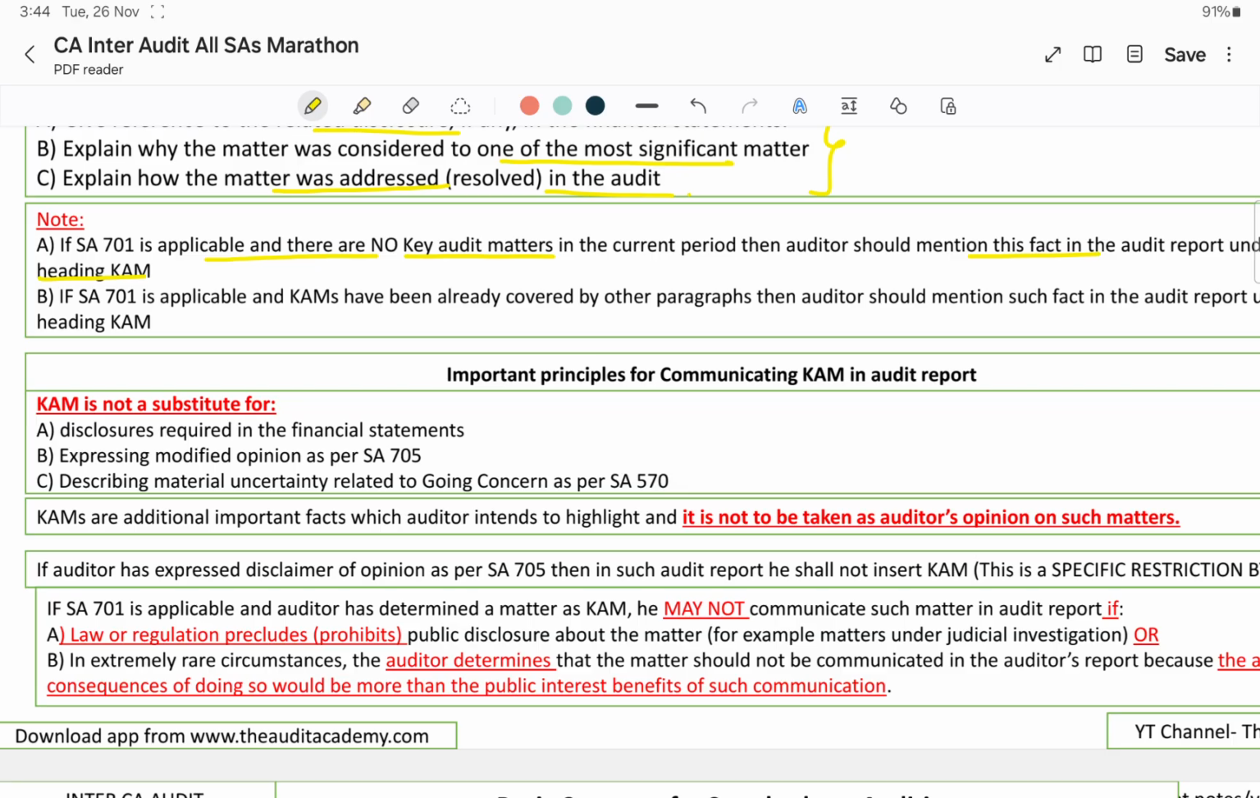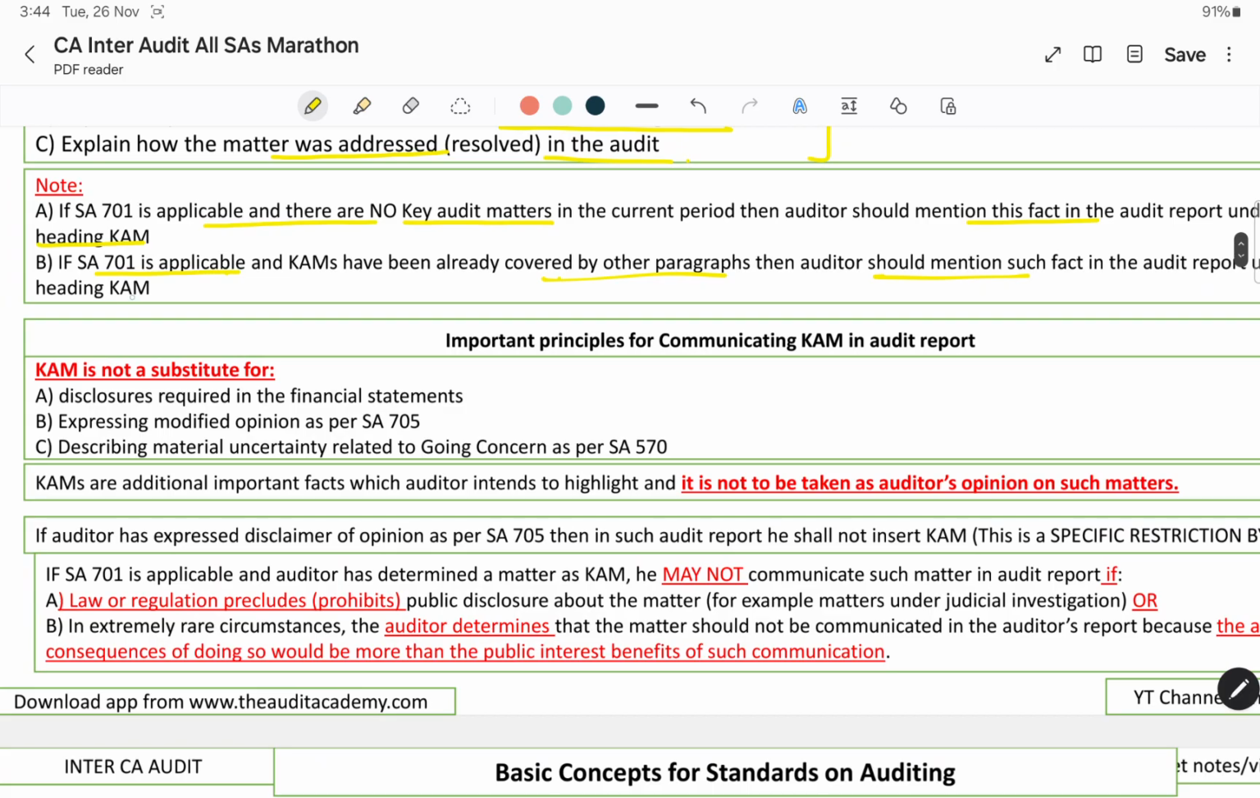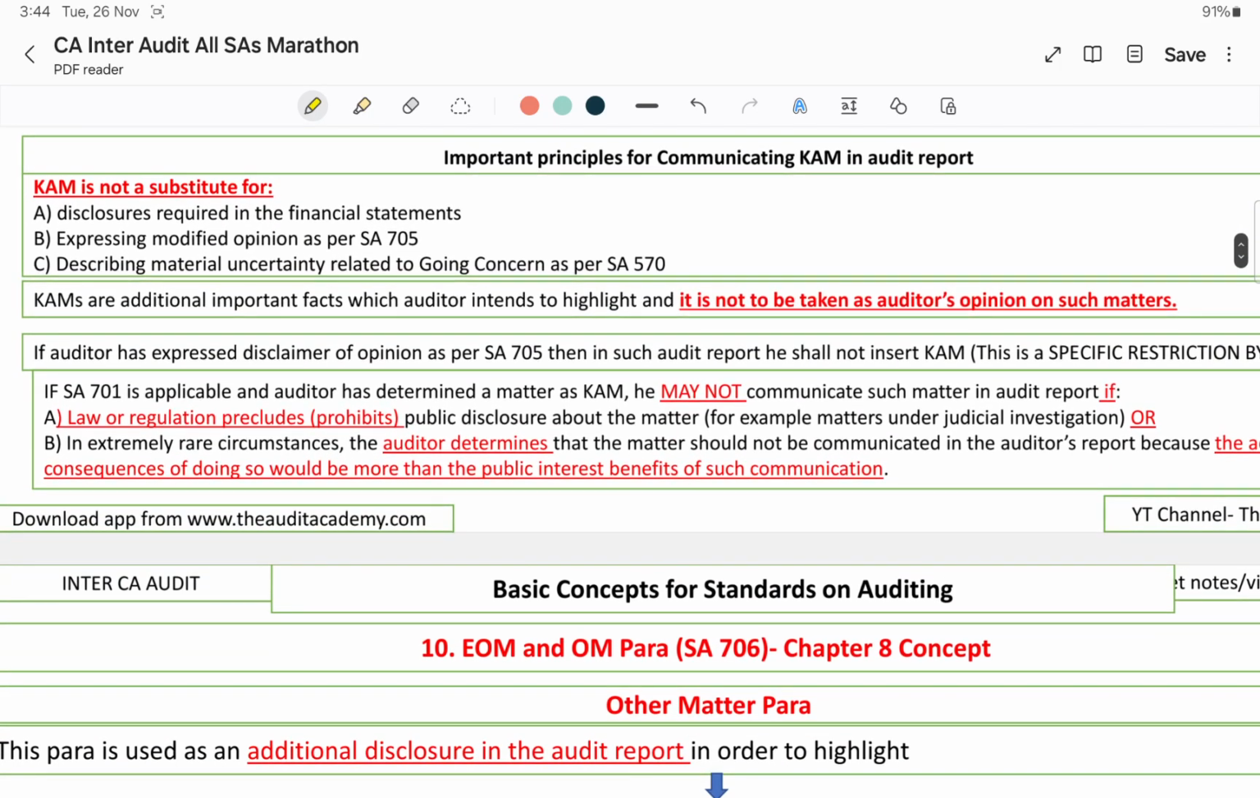Second, if SA 701 is applicable and the key audit matters have already been covered by another paragraph, then the auditor should mention such fact in the audit report under the heading key audit matter. You have to give a reference that these key audit matter points are covered by the other paragraph.